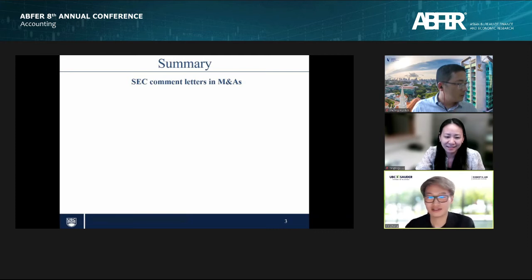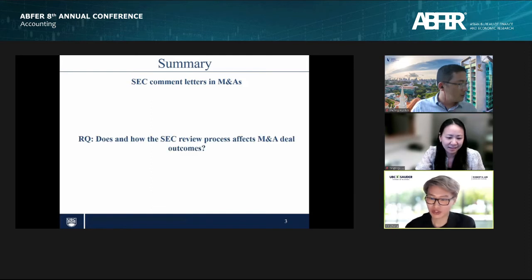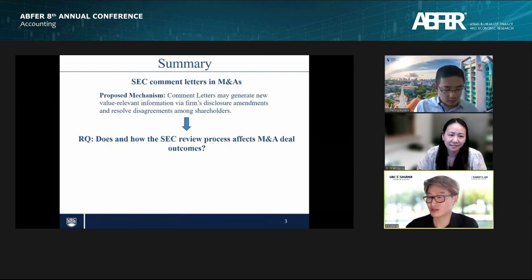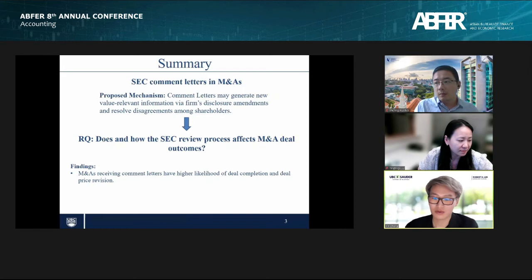The authors, Tingting did a great job presenting. So basically, this study uses the SEC comment letters in the merger and acquisition process to answer the following research question. Does and how the SEC review process affect M&A deal outcomes? They propose that the mechanism is as follows. Comment letters may generate new value-relevant information via firms' disclosure amendments during the M&A process, which resolves disagreements among shareholders. They find that M&A deals receiving comment letters have a higher likelihood of deal completion and deal price revision.